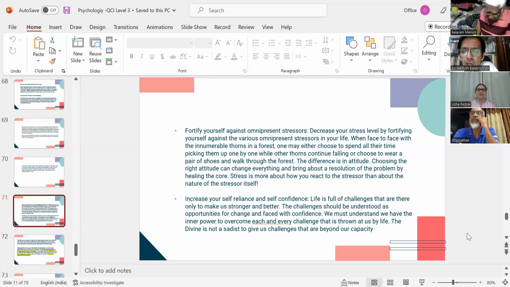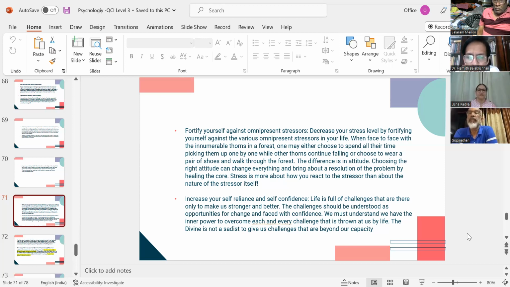That is, we are trying to protect ourselves and say that yes, I cannot stop the thorns falling, but I will protect myself. The difference is in attitude. They say do not complain about the wind, adjust your sail. Wind will blow the way it wants. Choosing the right attitude can change everything and bring about a resolution of the problem by healing the core. Stress is more about how you react to the stresses than about the nature of the stress itself.